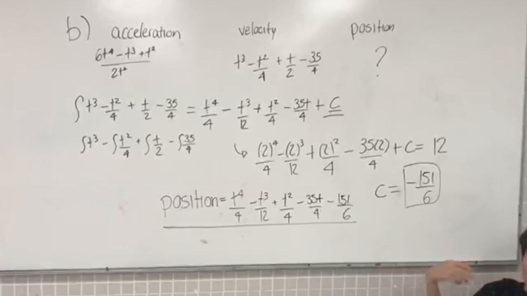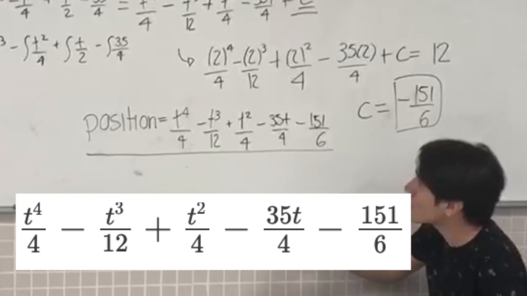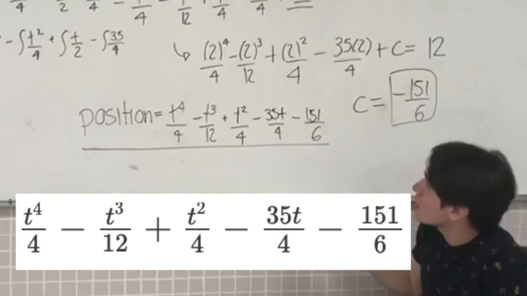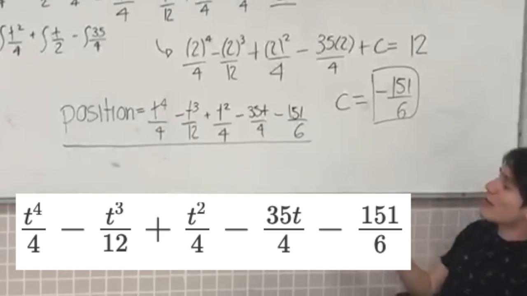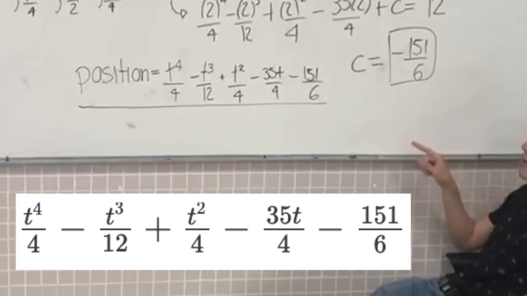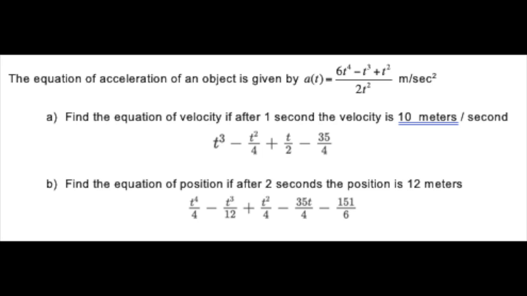And now we have the complete position equation: t to the fourth power divided by 4 minus t cubed divided by 12 plus 10t squared divided by 4 minus 35t divided by 4 minus 151 divided by 6. Now we write those answers down in the question. This was a case of double integration in which you have to have the answer for the first question to be able to solve the second one. And this is how you solve a case of a particular antiderivative.